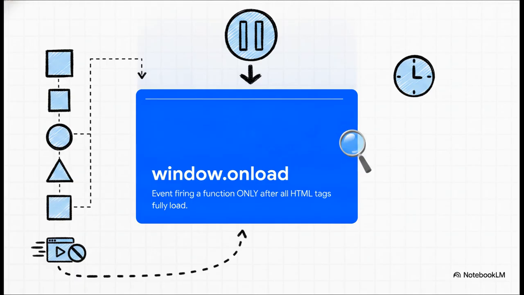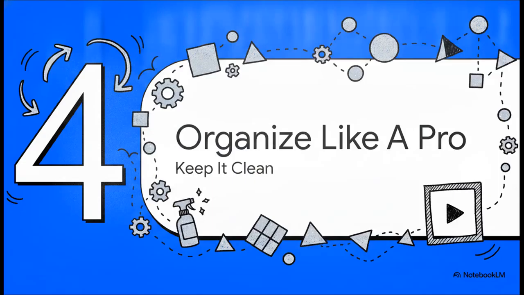When you assign a function to window.onload, you're giving the browser a very strict instruction. You're saying, do absolutely nothing with this JavaScript until every single HTML tag, every image, every resource in that window is fully loaded and ready to be interacted with. It completely eliminates that race condition we talked about because the script flat out refuses to run until the track is fully built. Now that we have the fix, let's talk about Section 4, organizing code like a pro.